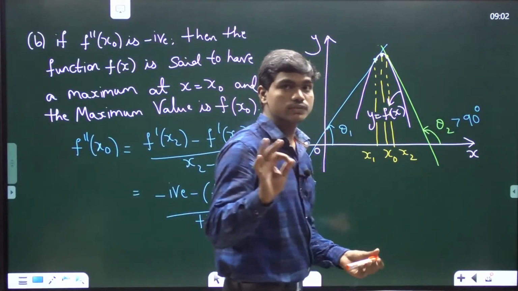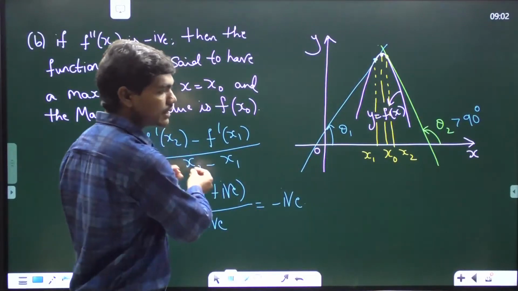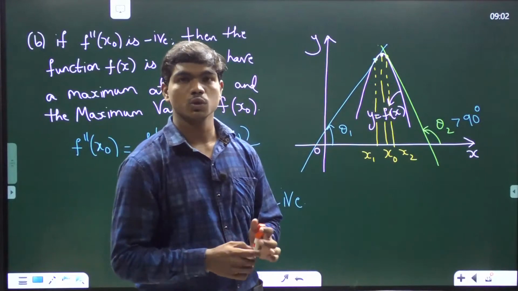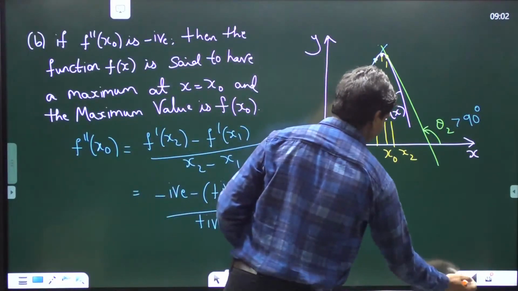Now we'll see the third case, which is the most important case, because of the second derivative test. Actually, this is called the second derivative test because we are more concerned with the sign of the second derivative. So we'll see the moment when the second derivative test fails. For example, see.